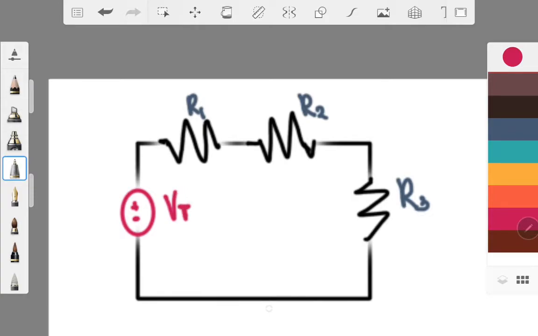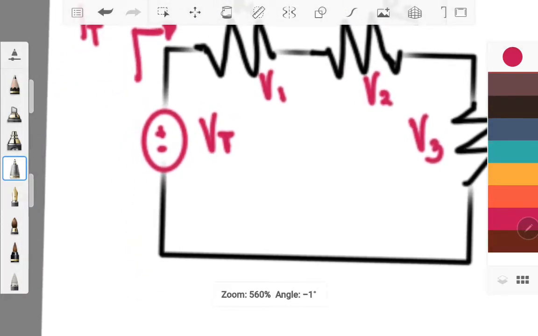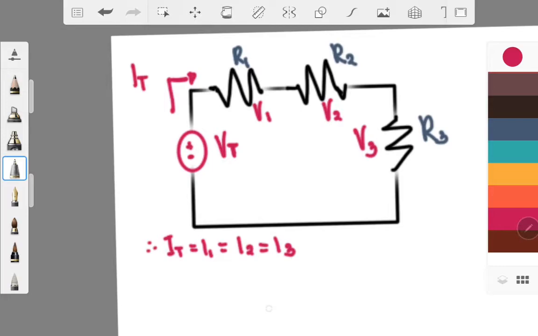Take note that in a series connection of resistors, we have the voltages of each resistor. You have your V1, V2, and V3. And also, the current running into your series resistance is equal. You have your I total. Therefore, considering this, I may say that your I total is equal to your I1, which is also equal to your I2, which is equal to your I3. This is your series connection.